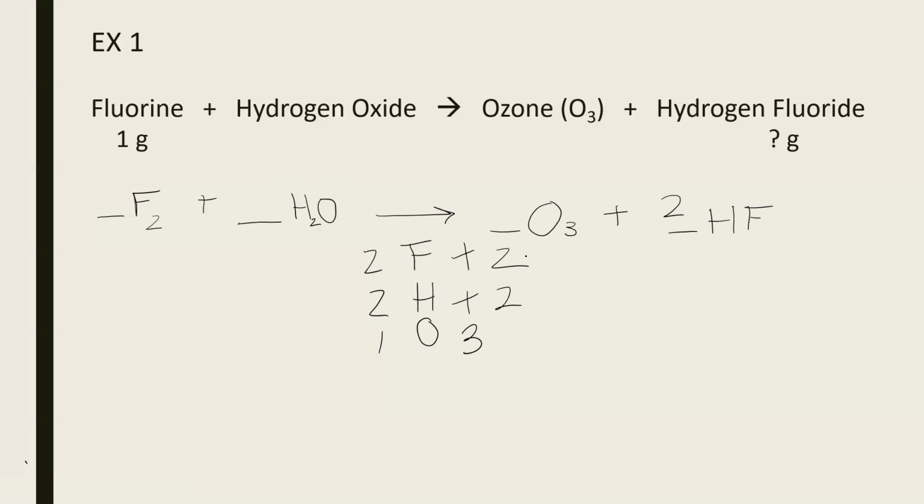Now I got to worry about my oxygen. Put a 3 over here. That also changes my H to 6. So that means I have to go back here and change this. I got to erase. Can always erase coefficients. All right, then I got 6 H's on the left. I need 6 on the right. That also changes my F.